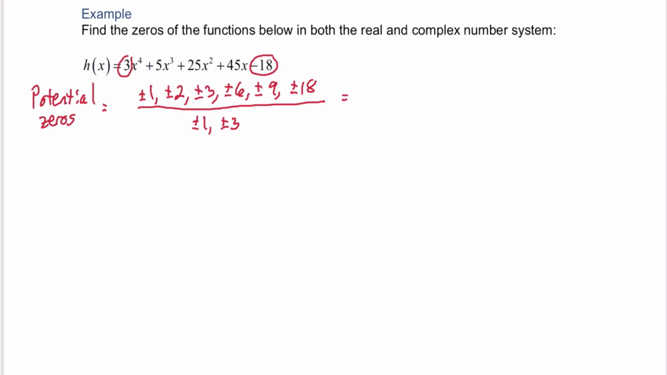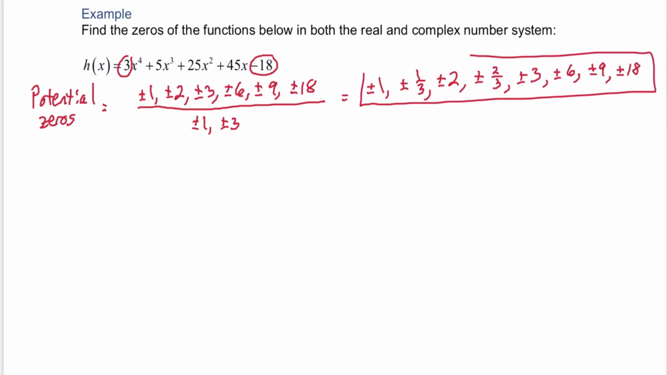Then if we list these out individually, we'll get 1, 1/3, 2, 2/3, 3, then we get 6, then we get 9, then we get 18. So we have all the potential rational zeros.